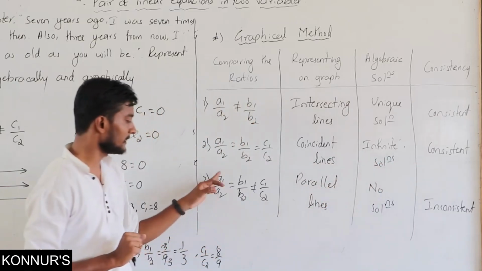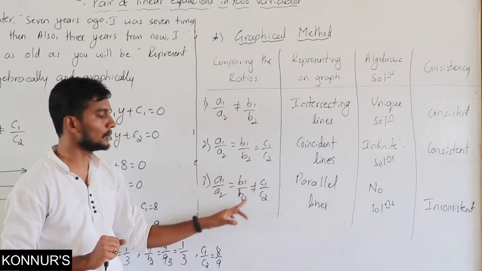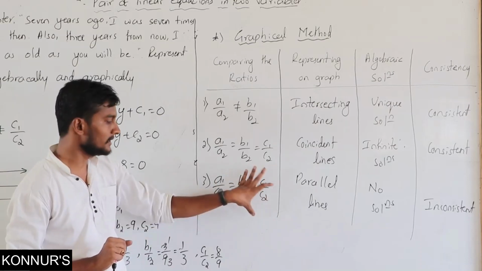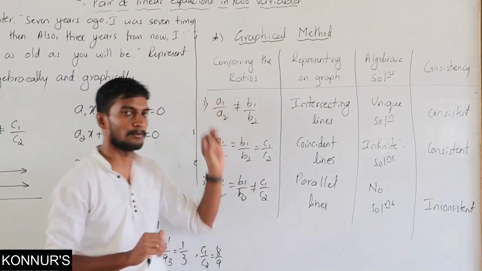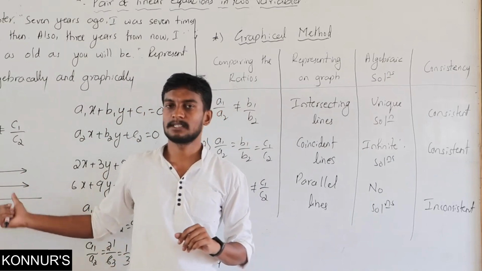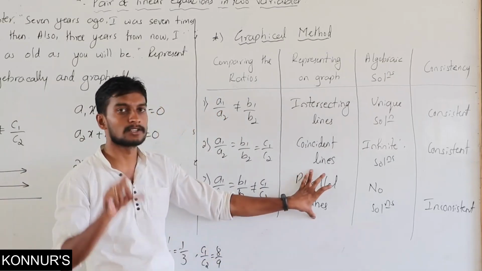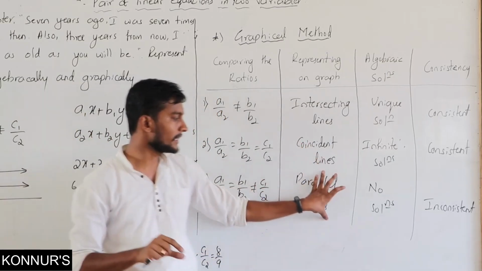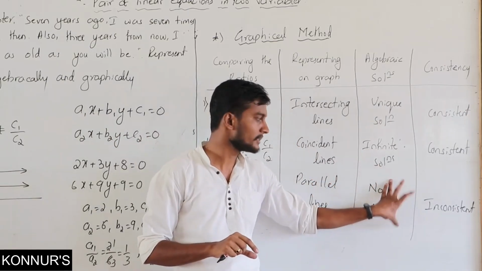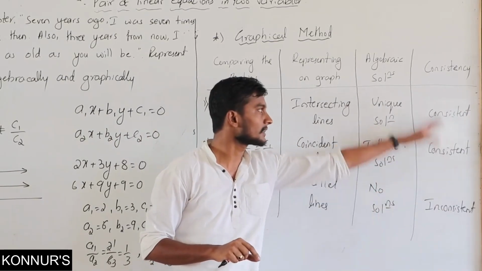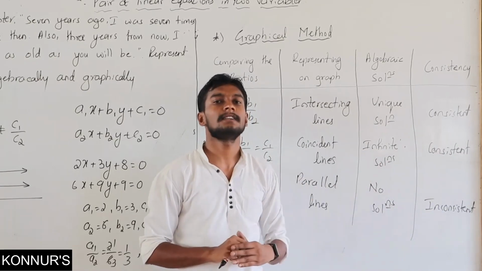And in the third condition, A1 by A2 is equal to B1 by B2 is not equal to C1 by C2. If this condition is satisfied, and you plot those linear equations on the graph, you are getting the two lines to be parallel. If the two lines are parallel, then there are no solutions. If there are no solutions, then the consistency is an inconsistent pair.